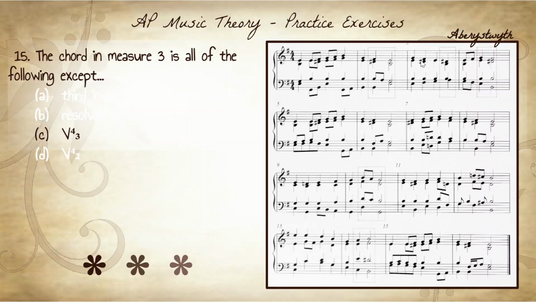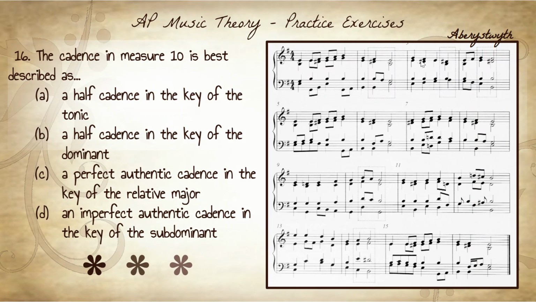Therefore, the following dominant 4-2 must be a tonic first inversion so that Mi is in the bass. But basically, looking at these examples, you can see that they cannot be answers C and D at the same time. So it has to be one of those that are not true. Let's move on to question 16.